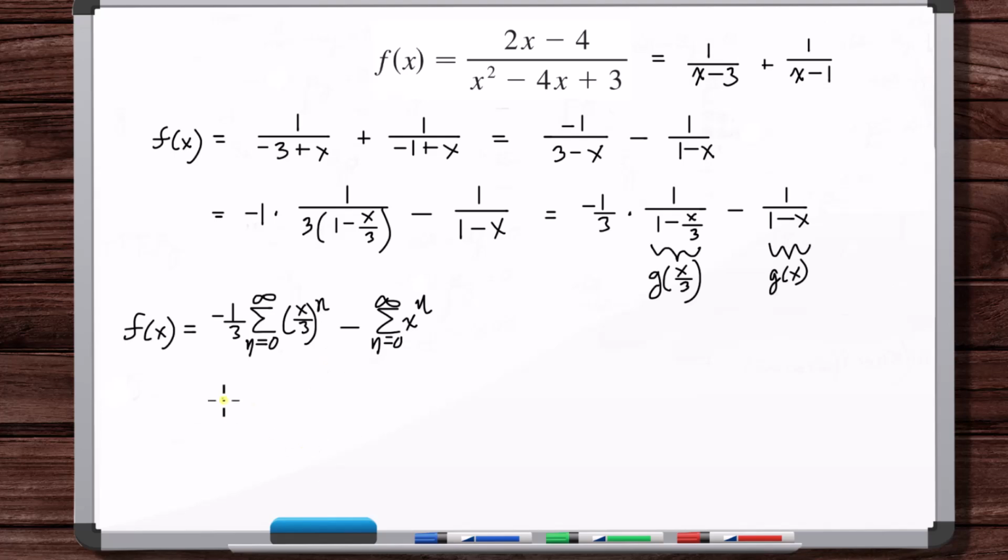Okay. So before we could combine these because the sums are exactly the same, but let's try to do some manipulation on this to see if we can just get an x to the n out of this. So, we'll bring the minus 1/3 into the summation. So we've got minus 1 over 3 times 1 over 3 to the n times x to the n. Okay.